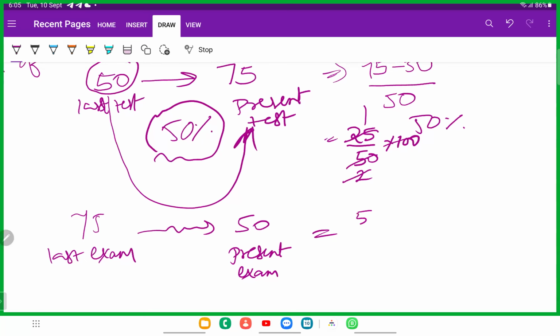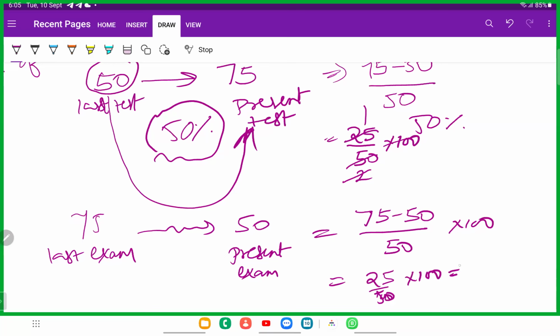You will find it as (75 - 50)/50 × 100. Why? Because the marks have reduced, you need to find the percentage of reduction in marks. So 25 by 50 into 100. That would be 1/2 × 100. So the percentage of reduction will be 50%.